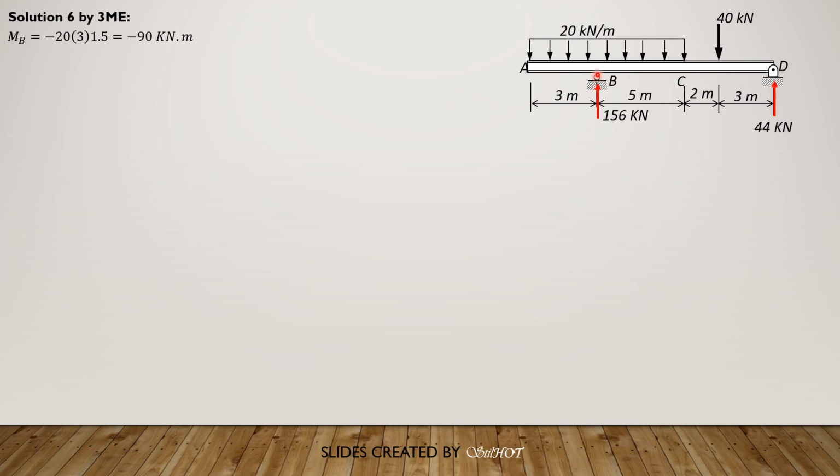Okay, moment B is negative 90. Moment at C is 44 times 5 minus 20 minus 40 times 2. And that would be 140 kilonewton meter positive.